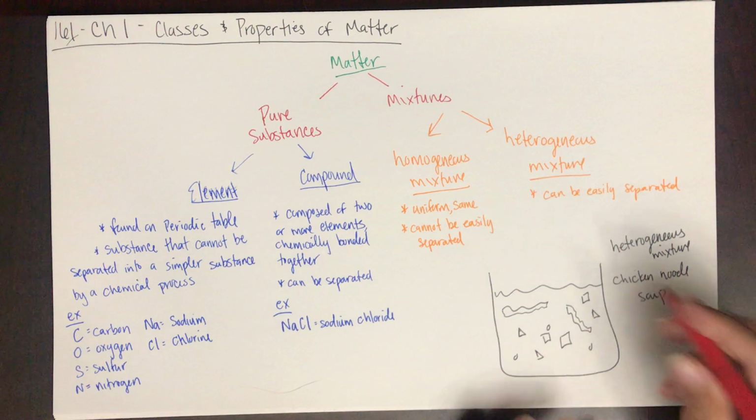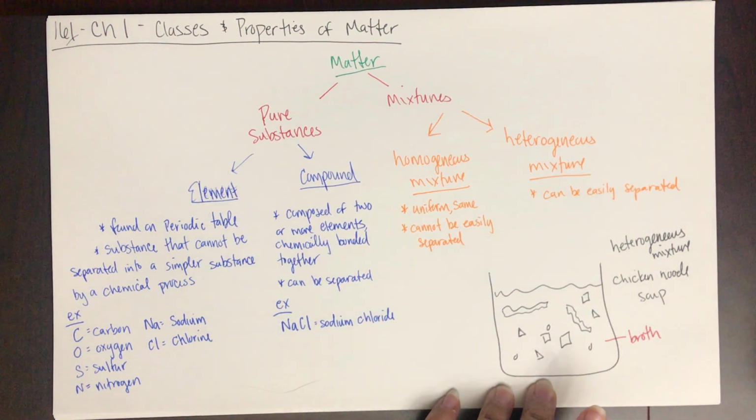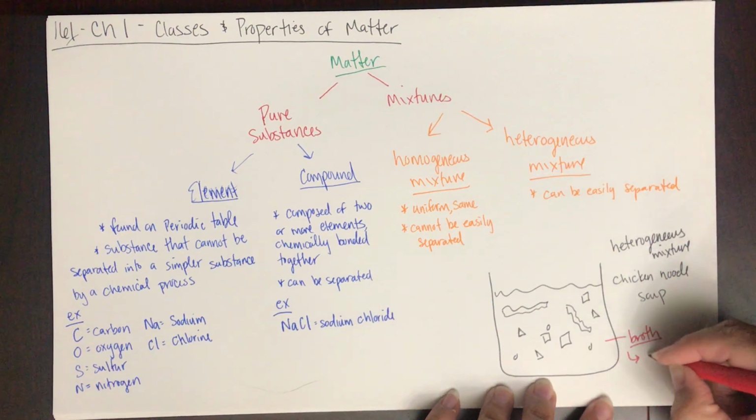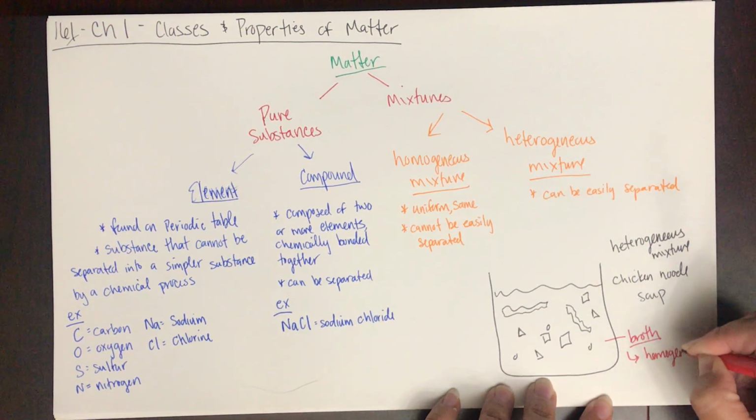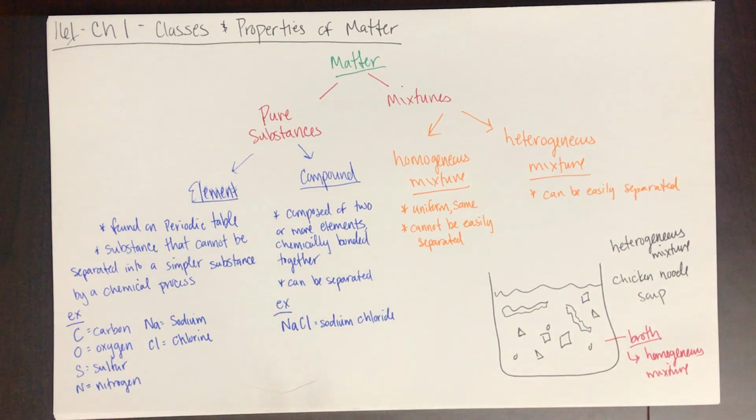The broth of the chicken noodle soup, the chicken stock, would be a homogeneous mixture, because that broth is not a pure substance. It's made up of all kinds of stuff in there. It's got water and salt and all kinds of different things in that stock. And you cannot easily separate the water and the salt and all the other spices and things that are in that homogeneous mixture.